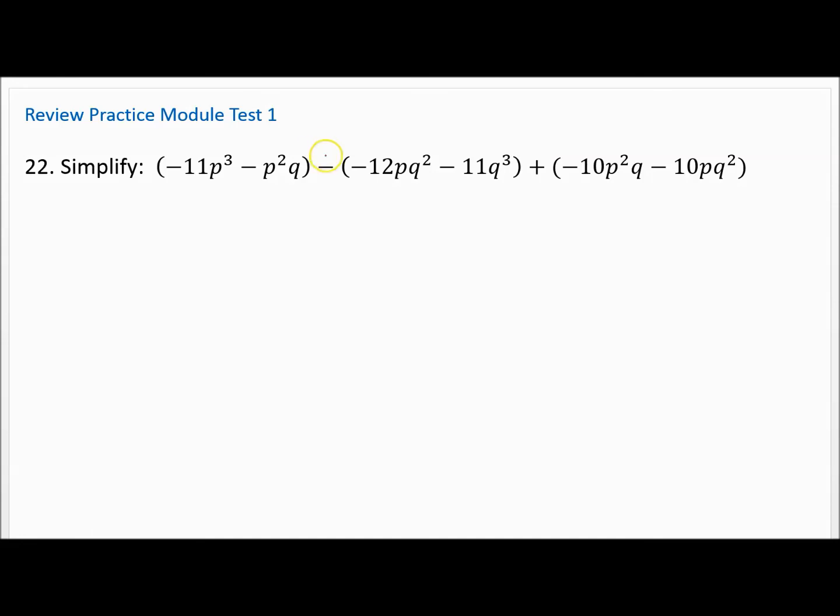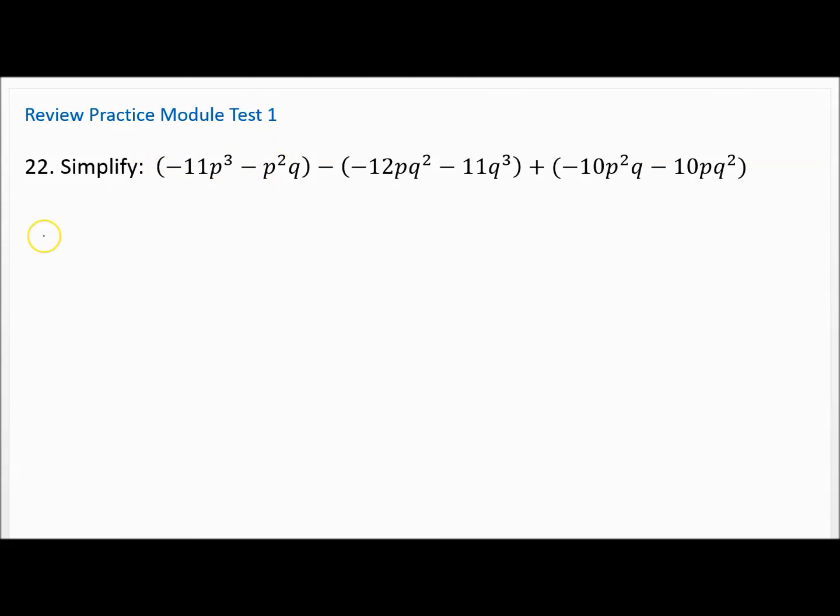Now, when you have a negative in front of parentheses, it's going to change the signs. So this negative 12pq squared is going to turn positive. This negative 11q to the 3rd is going to turn positive. But it only applies to the set of parentheses directly after it. This plus over here doesn't change anything. These stay exactly as they are. So my advice is to write all this down without the parentheses.